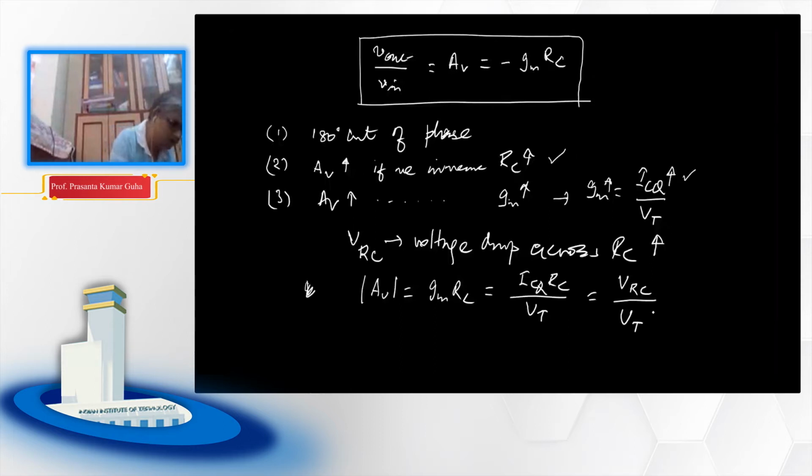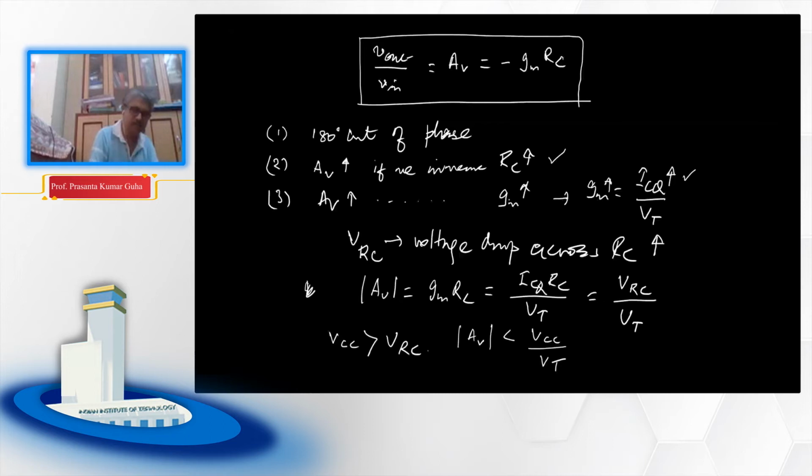That will be limited by your VCC. So VCC will always be more than VRC, will always be more than the voltage drop across your RC. So we can basically write, this gain will be limited by VCC over VT. We can fine tune this inequality a bit more, because the voltage across RC will not go all the way to VCC.